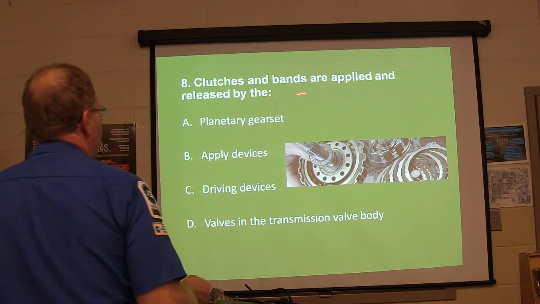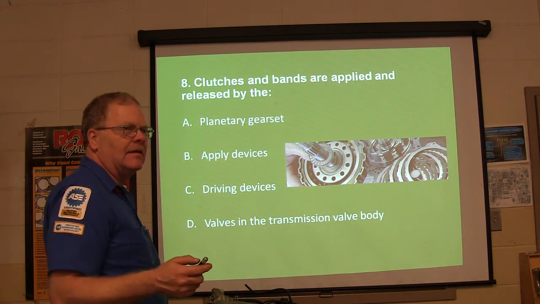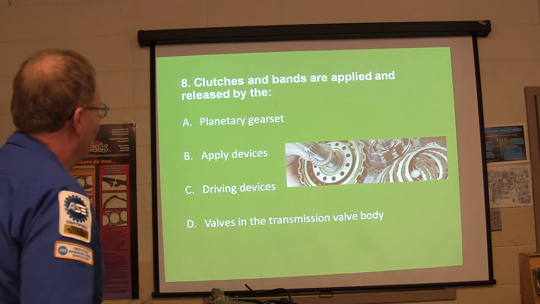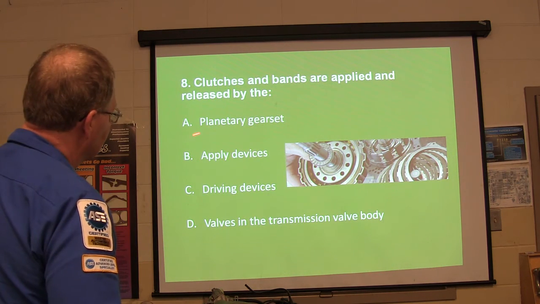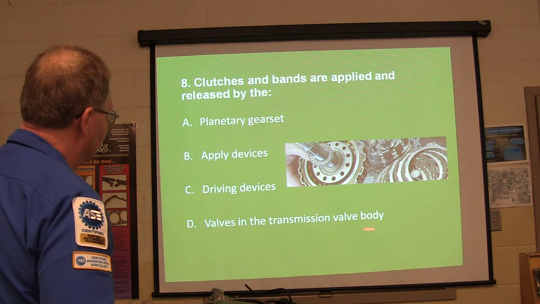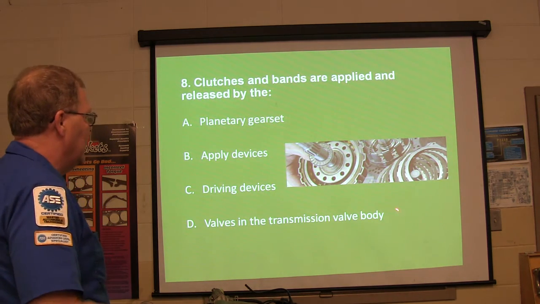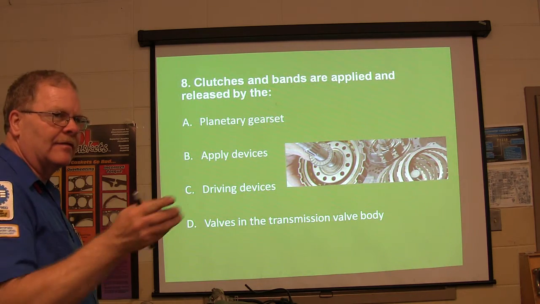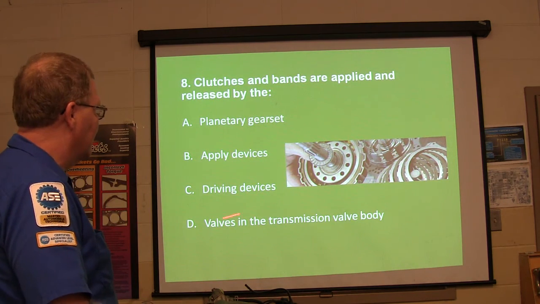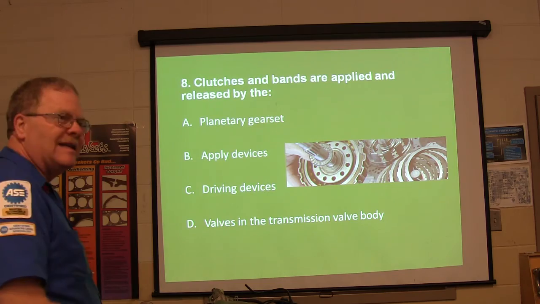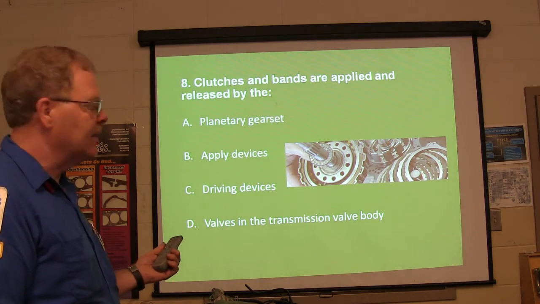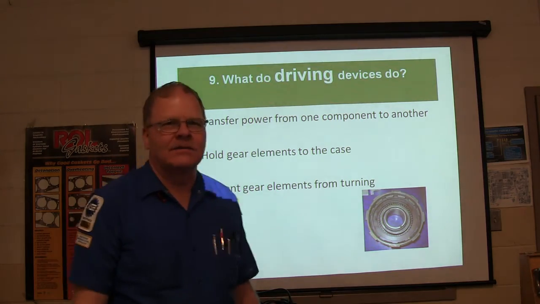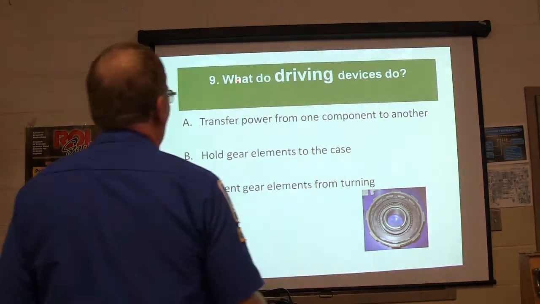The clutches and bands, it would be C, overdrive. The clutches and bands are applied and released by what? Planetary gearset, applied devices, driving devices, valves in the transmission valve body. That's the right answer. The valves in the valve body deliver fluid, and they're what causes the clutches to engage. That's going to be D. What if this was your final exam, guys? Well, we wouldn't have made it.